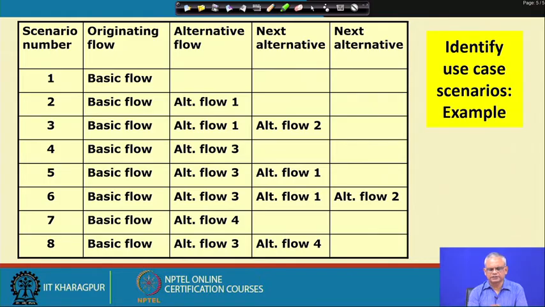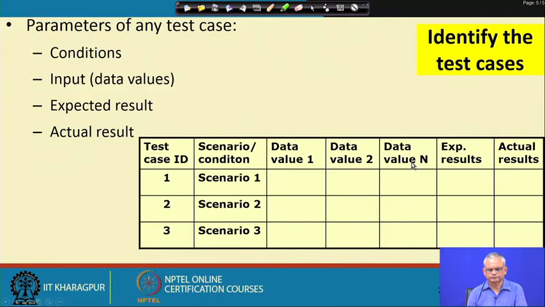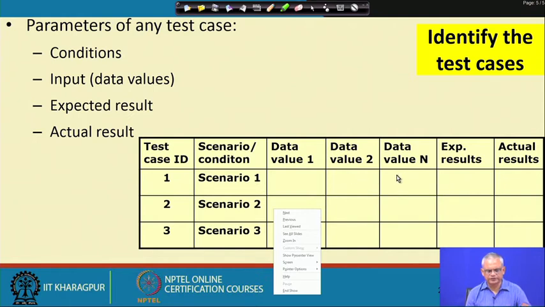If we represent our scenarios in this form, that first is a basic flow, then basic flow with alternate flow 1, alternate flow 1 with alternate flow 2, etc. We develop the table, and then each of these is a scenario, and we need to have that many test cases, and for each scenario we need to identify the conditions or the state at which the input is to be given, the data input values, there may be many inputs to be given, the expected result for each of the inputs, and the actual result that was observed.